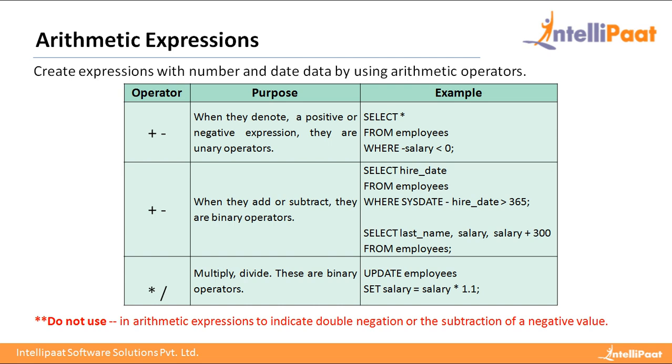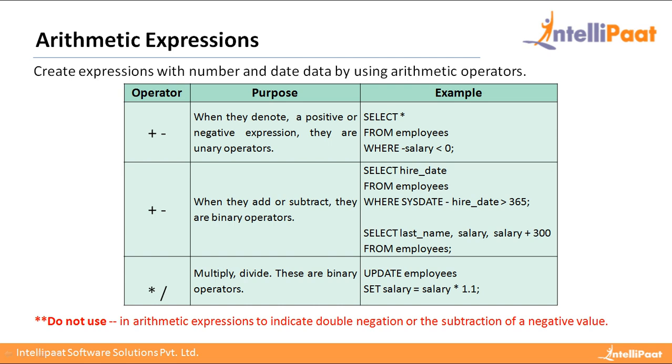Okay, so what are operators? Arithmetic operators are meant for expressing the numeric operations. The arithmetic operators are categorized into plus, minus. When they denote a positive or a negative expression, if they are attached with only one operand, they are considered to be unary operators. If they are attached with two operands on either side of them, they are considered to be binary operators. So they are meant for adding and subtracting. And coming to the next one, star and forward slash. They are meant for multiplying and dividing. These are also applicable among the two operands, hence they are called binary operators.